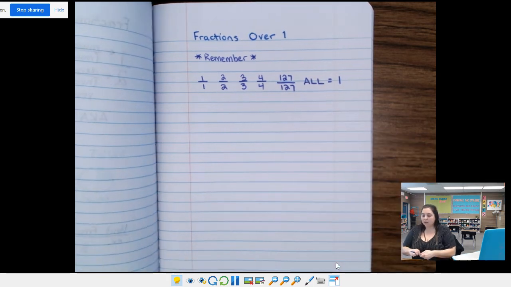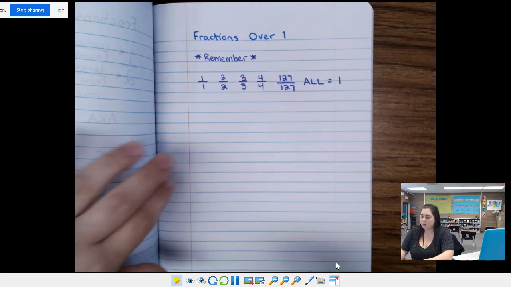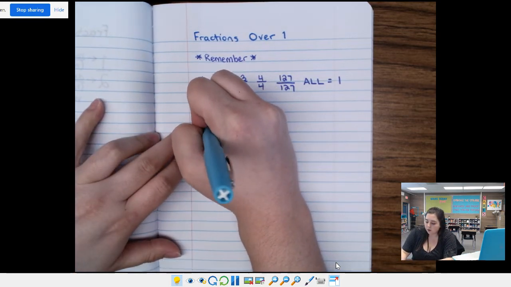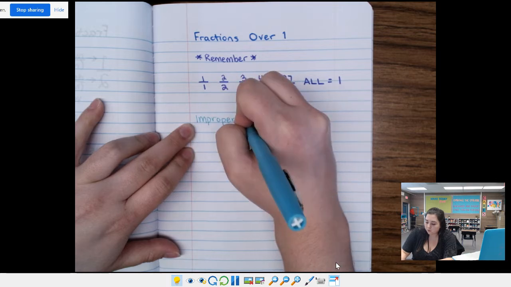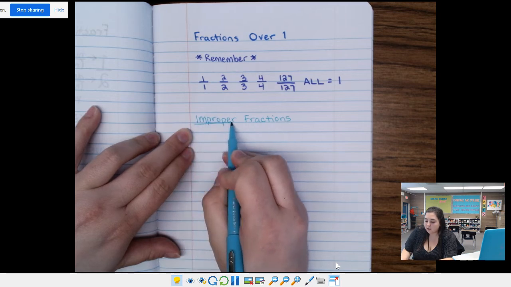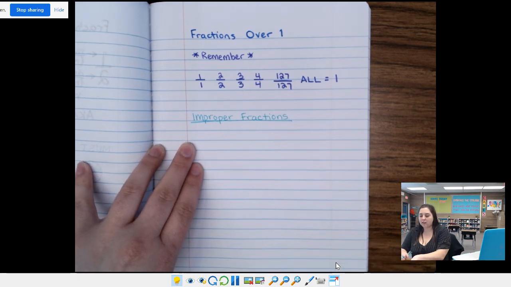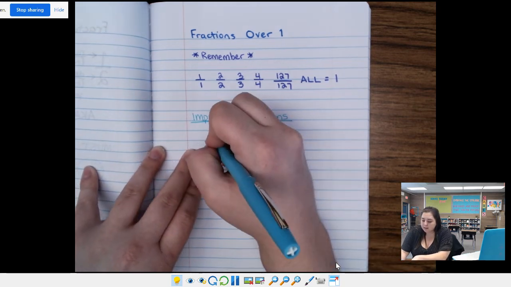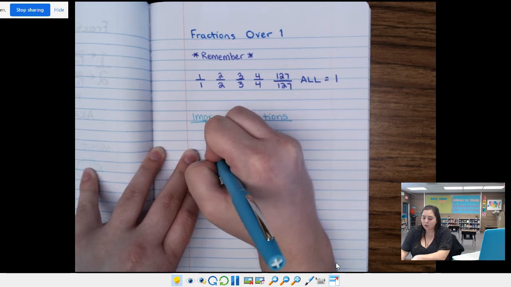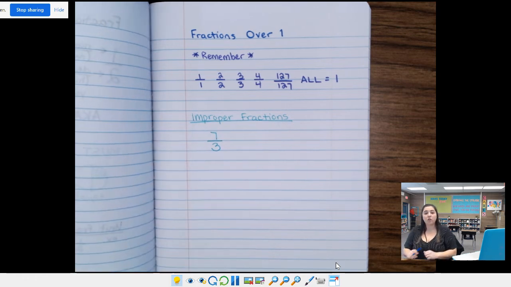Okay. Let's shift our brains over now to numbers that are more than 1. So the first part, let me use this color actually, are improper fractions. I'm going to underline it because that is a vocab word, an improper fraction. And here's what an improper fraction would look like. An example would be 7 thirds. Look at how I wrote it. 7 over 3. 7 thirds.